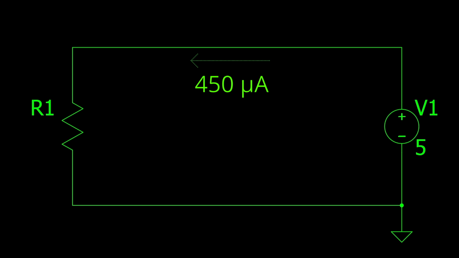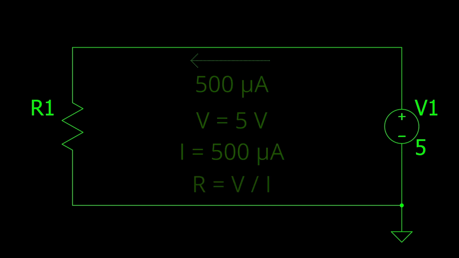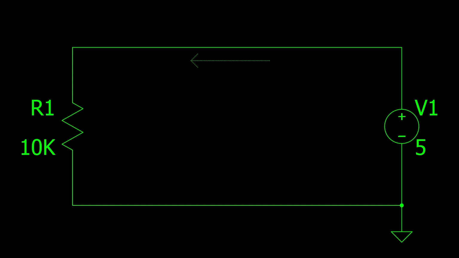I'll go ahead and add 10% to make sure we're drawing enough current so long as my resistor is within tolerance. Let's call it an even 500 microamps. I know the voltage is 5 volts and the current is 500 microamps. And those two values define the resistor's value using Ohm's law of the form R equals V divided by I, which gives me 10 kiloohms of resistance.